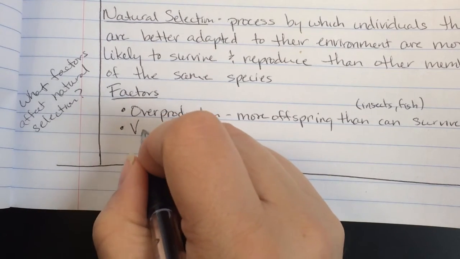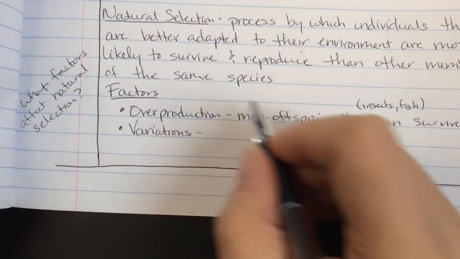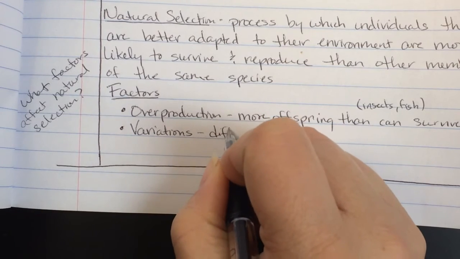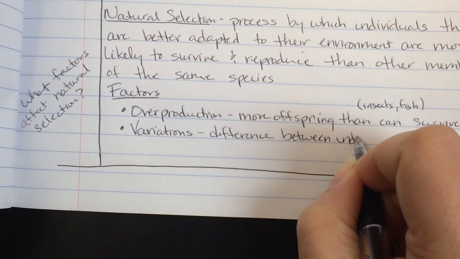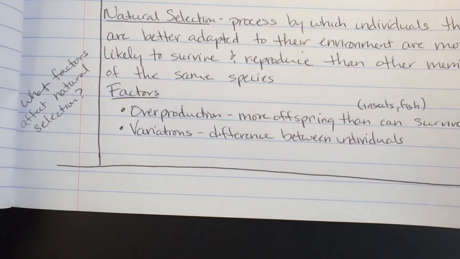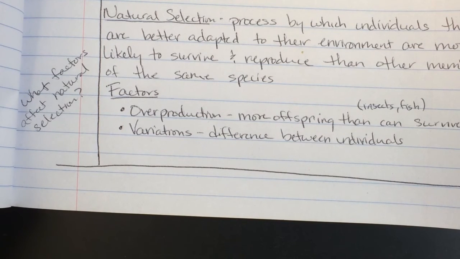Another is variations. In order to have natural selection, we have to have differences between individuals. If everybody was identical, there wouldn't be natural selection because there's nothing to select for or against. So in order to have it, we have to have some variety. You might have long fur or short fur, big feet versus small feet. Then we can start to have natural selection because there are options.